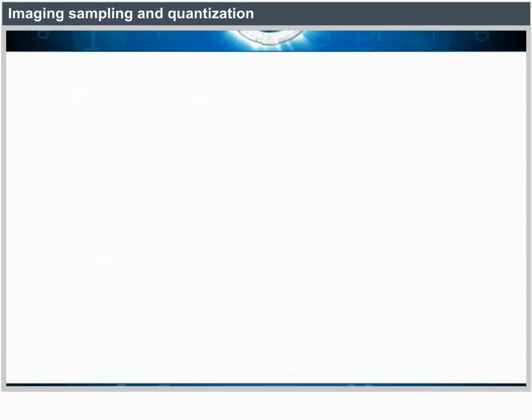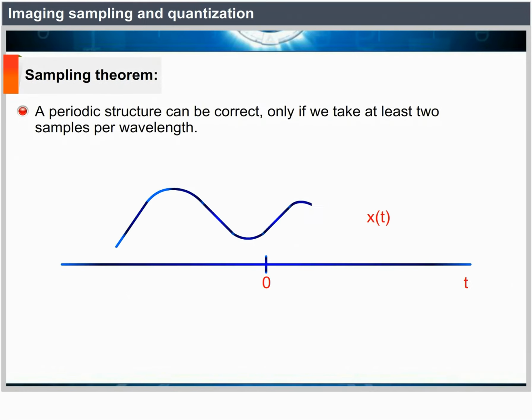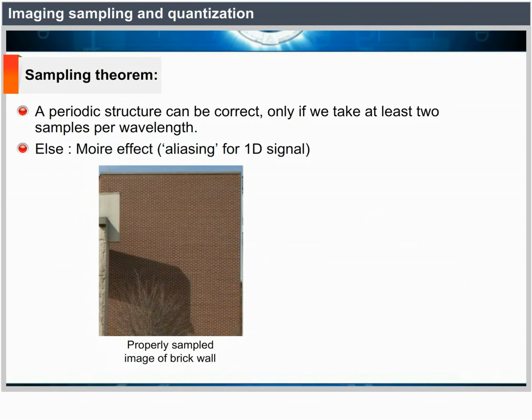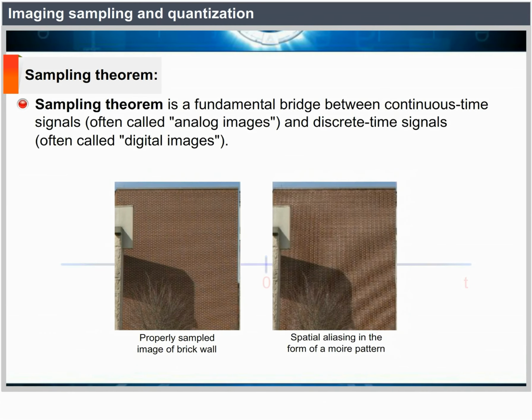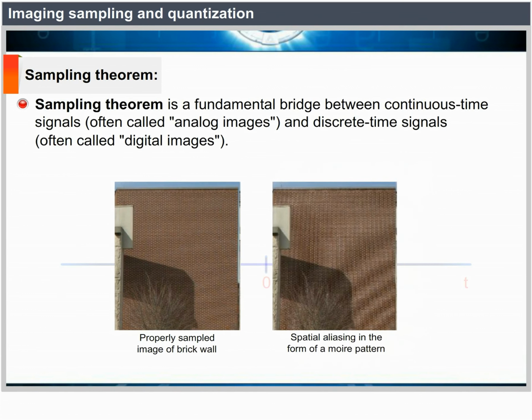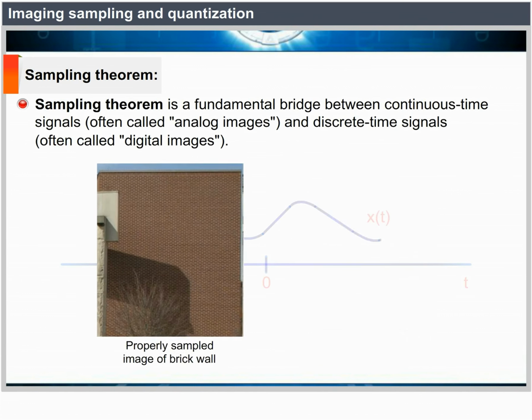Sampling theorem. We will obtain a periodic structure correctly only if we take at least 2 samples per wavelength. Else, Moire effect. The sampling theorem is a fundamental bridge between continuous time signals, often called analog images, and discrete time signals, often called digital images.